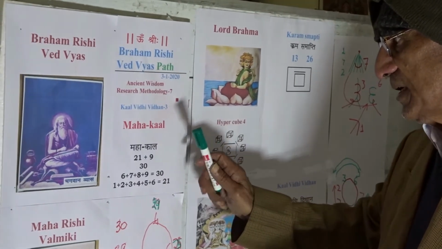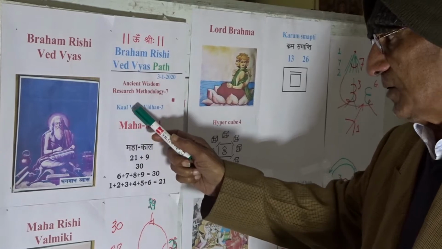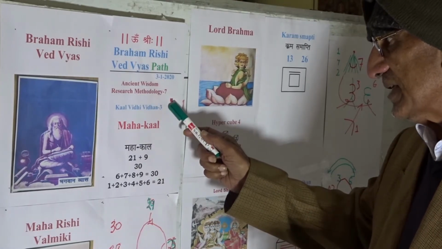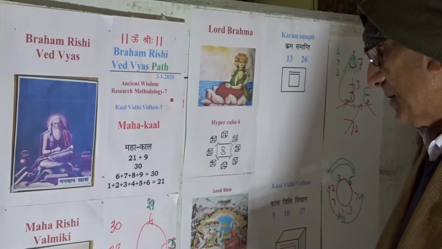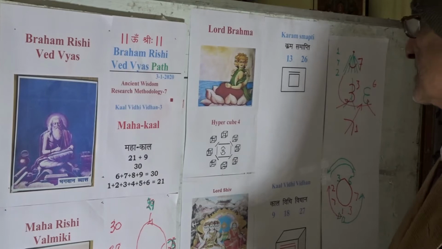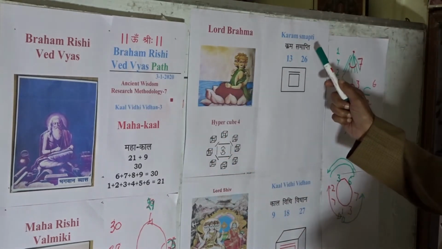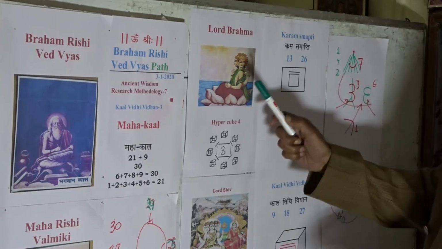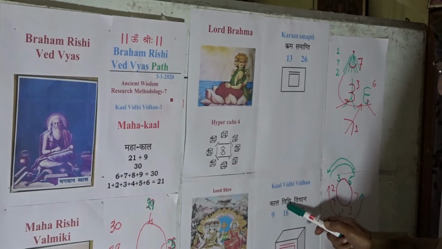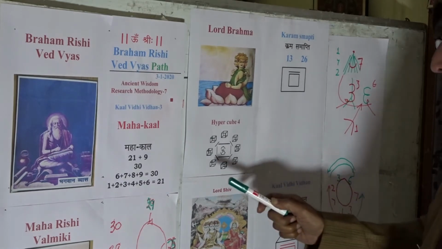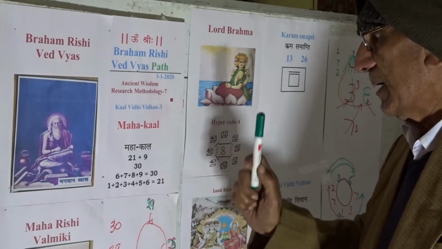Focus is going to be upon Maha, Kaal. Kaal, Vidhi, Vidhan, third phase is about Maha. The first focus has been upon Kram Samapti. The second focus has been upon Kaal, Vidhi, Vidhan, and now as third phase we are at Maha.